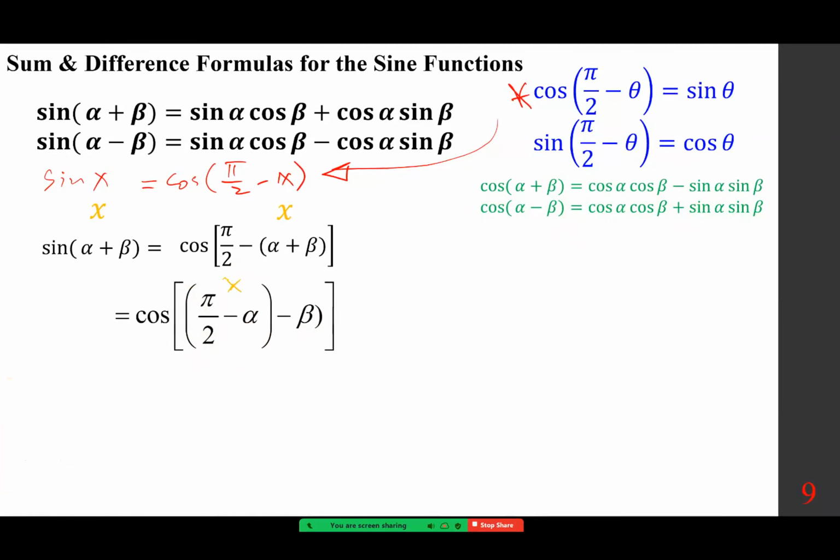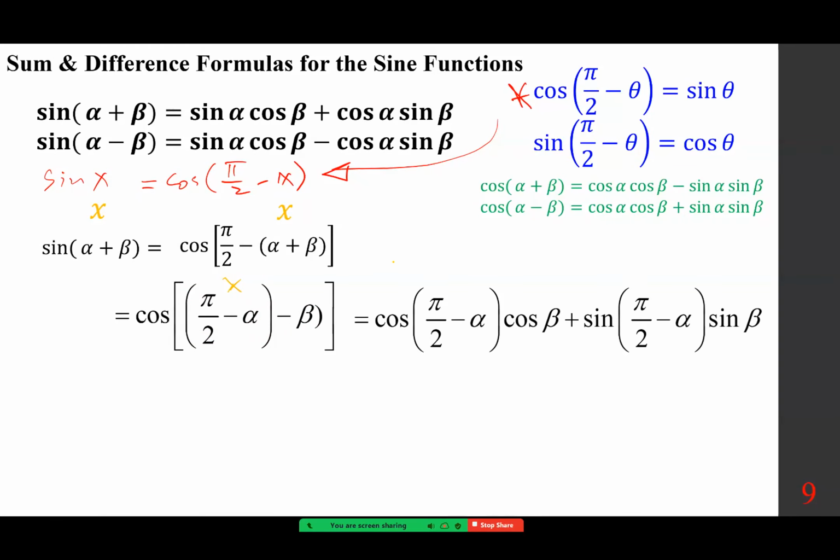Sine of x minus alpha sine of beta. So let me write this one as cosine x cosine beta plus sine x sine beta. That's it. Now we are going to continue on that thought.